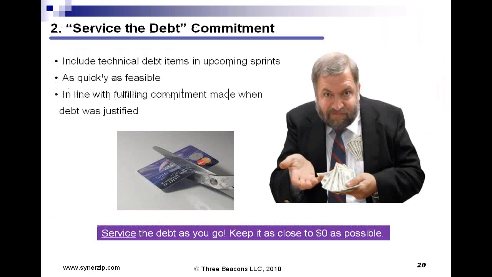upcoming sprint. Number 2 technique for managing new technical debt is to create a mindset of servicing the debt. Always include technical debt items in upcoming sprints as soon as possible, and keep that mindset in line with fulfilling your commitment made. It does no good to add a debt item into the debt backlog if the commitment is not taken seriously and worked as planned. So it's one of those non-negotiable things. If it goes in the debt backlog, then the commitment, there might be a little bit of flexibility on the commitment, but the commitment is always followed through with.